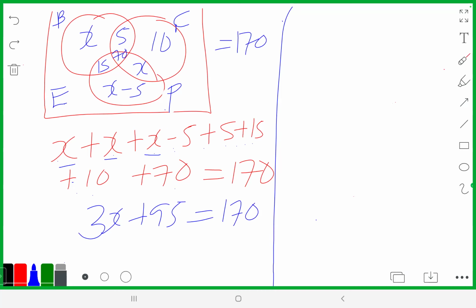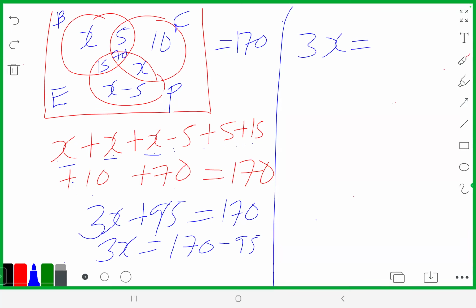So 3x plus 95 is equal to 170. You guys are able to follow? Are you able to hear me? Yes. Okay. So from here, what do you think we can do? We make 3x the subject of formula, so we'll take 95 to where 70 is, and since it will cross the equal sign, it will become negative 95. So what is 170 minus 95?